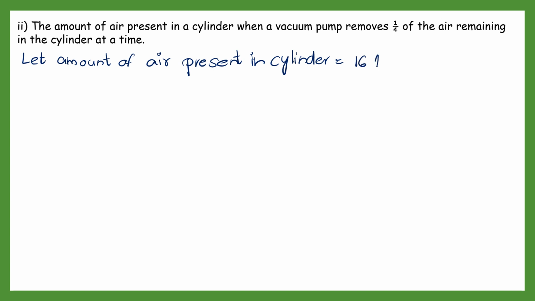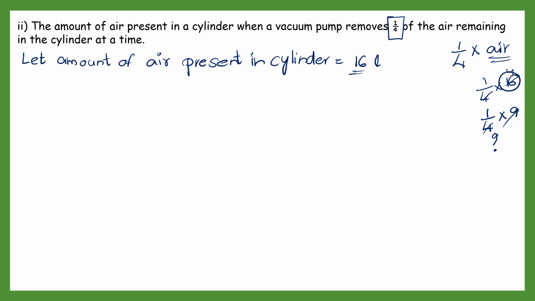Why did we assume 16 liters? Because every time we are removing 1/4 of the air present in the cylinder. If the air present is a multiple of 4, then cancellation will be easy. 1/4 of 16, 4 into 4 is 16, like that you can cancel easily. If you take the number as 1/4 of 9 liters, cancellation will be difficult, right? So we are taking a multiple of 4. So we assume the amount of air present in the cylinder is 16 liters.